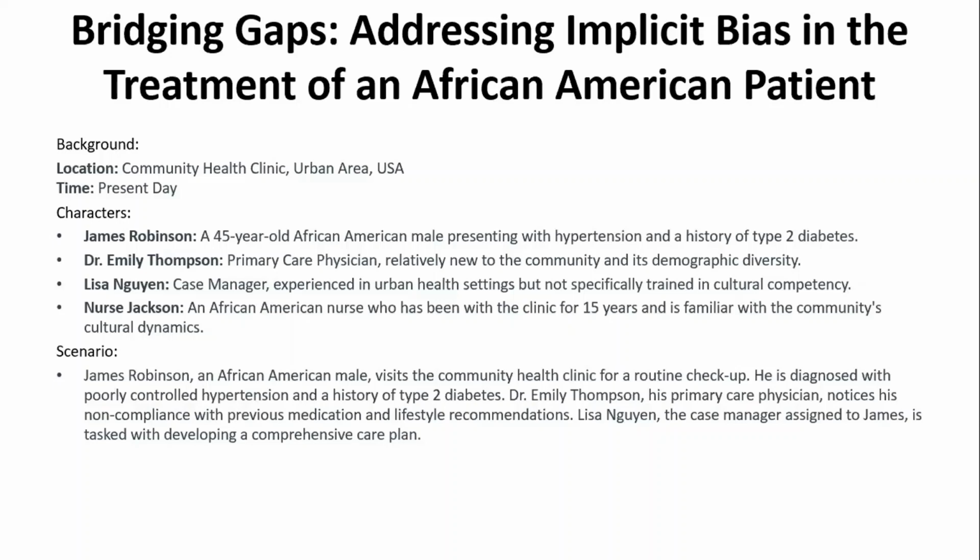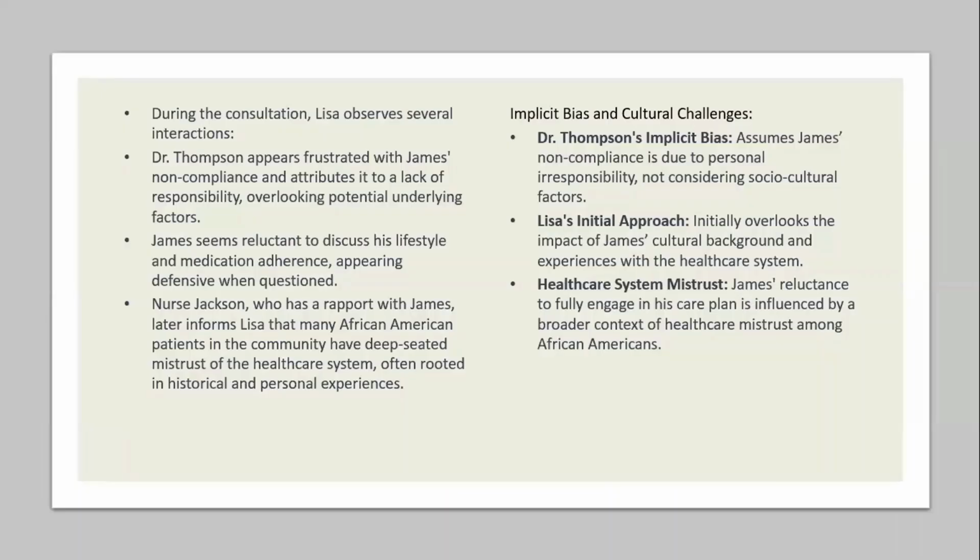So Mr. Robinson is an African-American male who visits the community health clinic for routine checkups. He's diagnosed with poorly controlled hypertension, has a history of type 2 diabetes. Dr. Thompson notices his non-compliance, we call it non-adherence, with previous medication and lifestyle recommendations. And Lisa Nguyen is tasked with developing a comprehensive care plan for him.